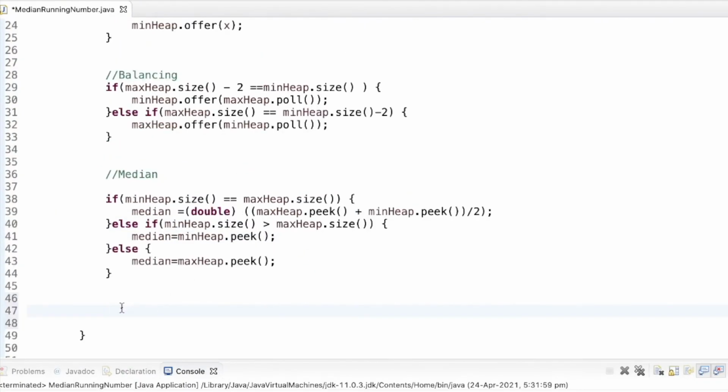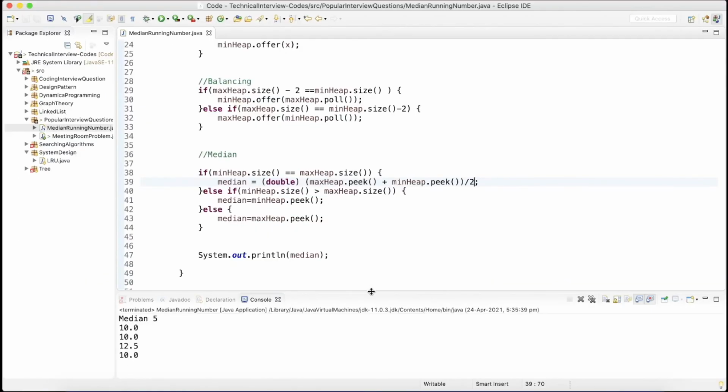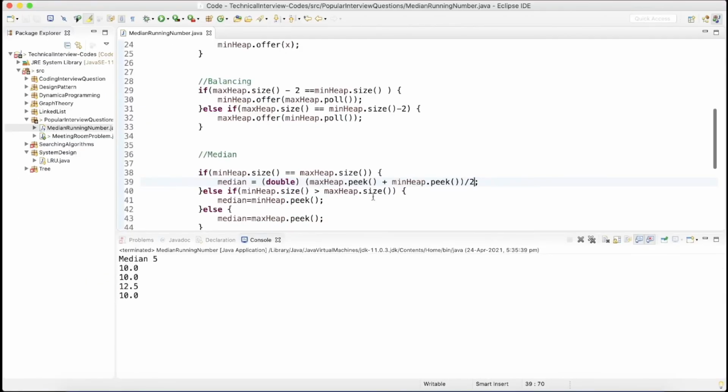And at the end over here, we will print out the median that we are getting at each and every iteration. So let's print the median over here. Let's click on save, run this program, and see whether we are getting the correct output or not. So let's run it, and great, you can see over here we got the required solution.